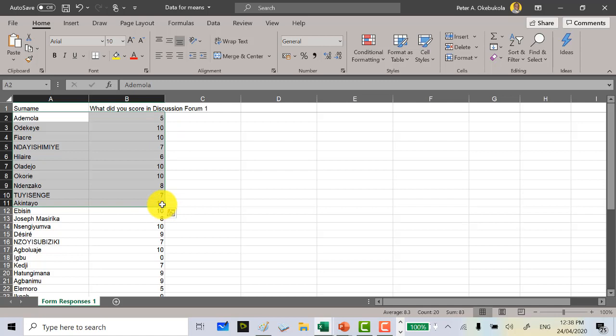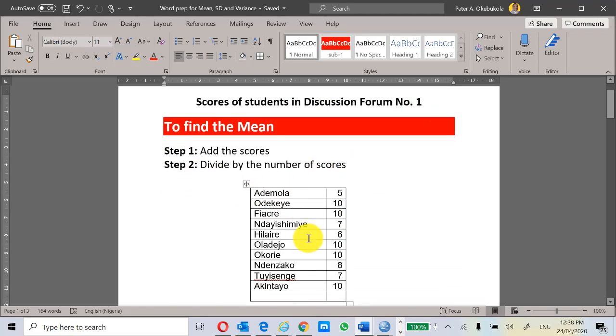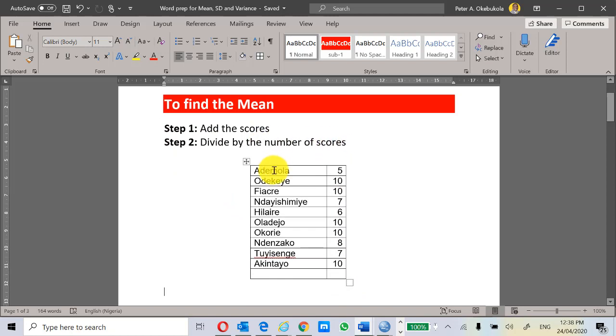Sorry, I used the word average, I mean mean. Okay, so here we go. I've taken the scores here. I've just copied and pasted here. So for mean, only 2 steps. What are the 2 steps? You add the scores all up, and then divide by the number of scores. There are 10, 1, 2, 3, 4, 5, 6.